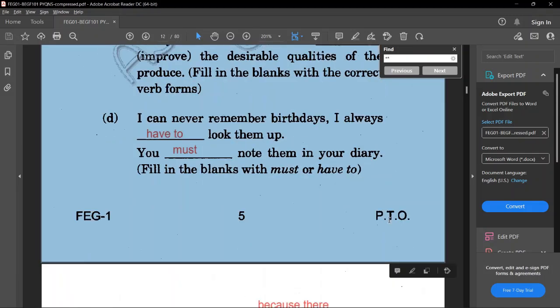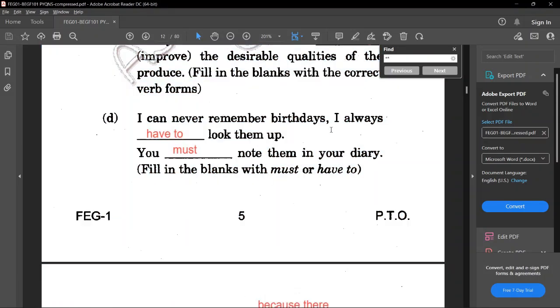Next, question D. I can never remember birthdays. I always have to look them up. Guys, just give me a second. Question D. I can never remember birthdays. I always blank look them up. You blank note them in your diary. Fill in the blanks with must or have to. So it can either be must or have to. In this case, I can never remember birthdays. I always have to look them up.